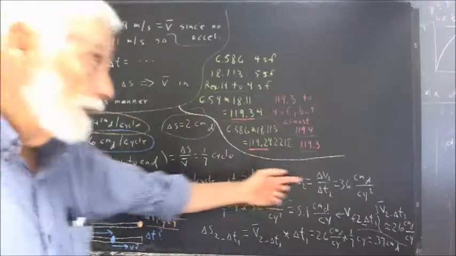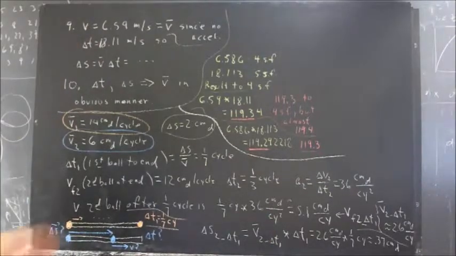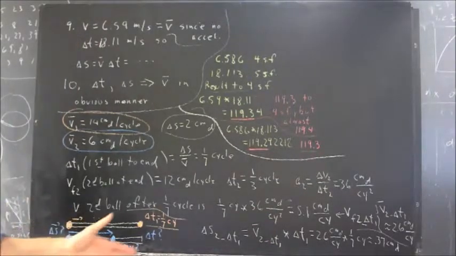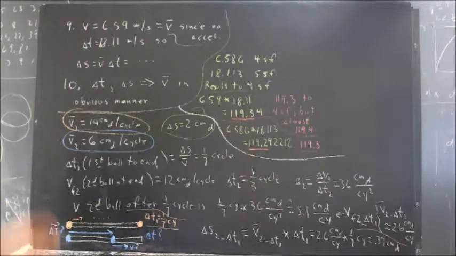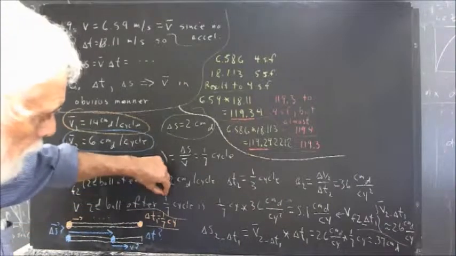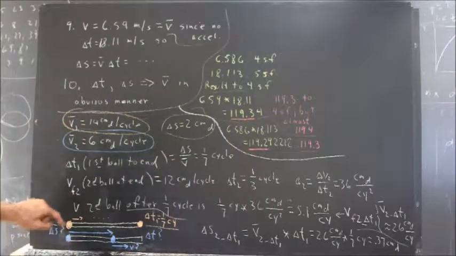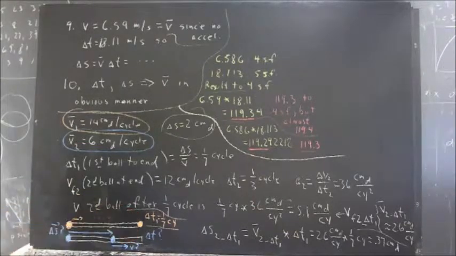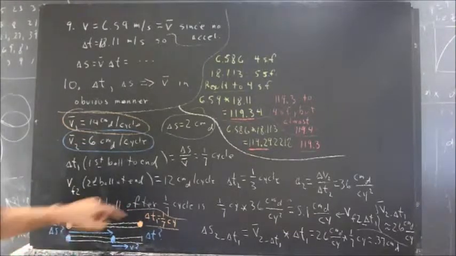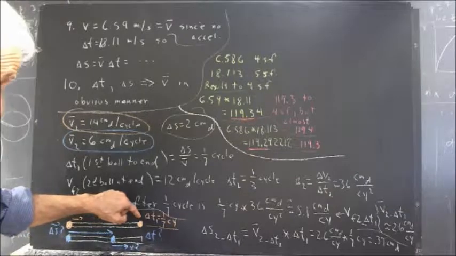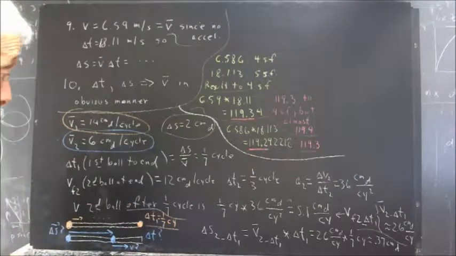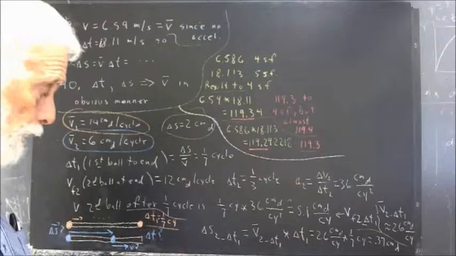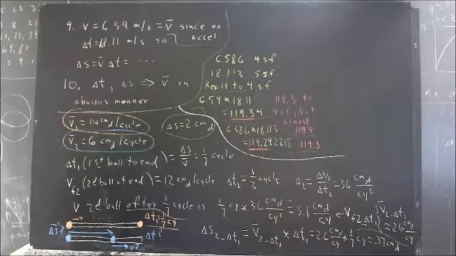Now, why do we calculate the acceleration of the second ball? So we could answer questions about position and velocity of the second ball in the time it takes the first ball, the 1/7 of a cycle for the first ball, to get from the start to the end of its ramp. So if you start these two balls at the same time, where is this ball when this one hits the end, and how fast is this ball moving? And the rest of the calculation is fairly straightforward.